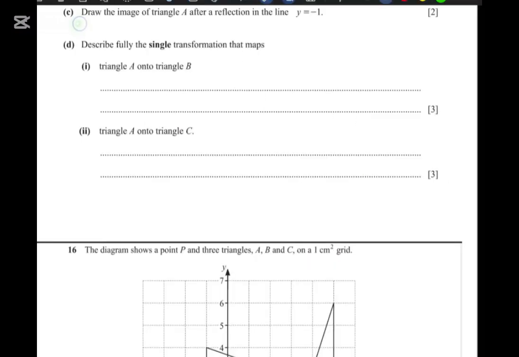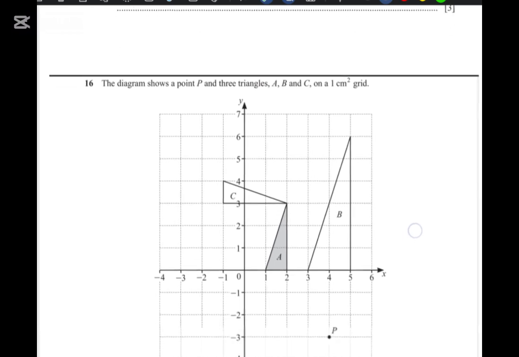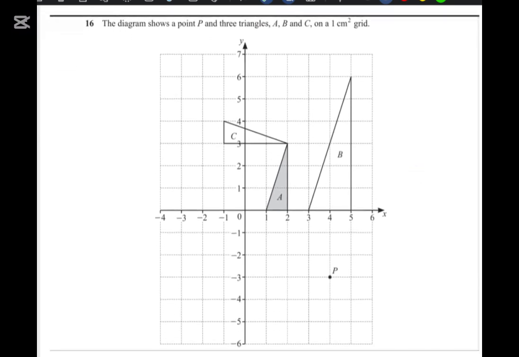Question C. Draw the image of triangle A after a reflection in the line y = -1. I have taken the screenshot of the image and pasted it here. So what is the line y = -1? y = -1 is this line. Draw it using a dashed line. You can draw.